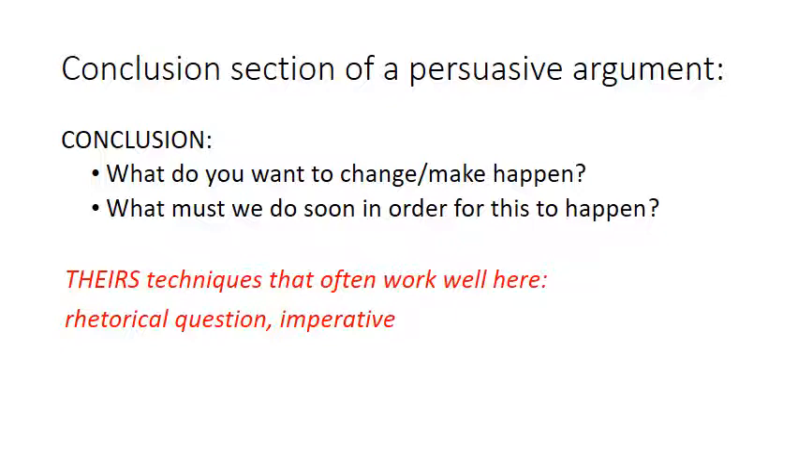Okay, so the conclusion section then, so that was the pathos. The conclusion section is the last part of your persuasive argument, and it's relatively short in comparison to the others. It's basically just wrapping your argument up rather than ending it very abruptly. It's summarizing, what do you want to change, or what do you want to make happen at this point? And what must we do? So leaving us with an action of some kind in order for this to happen. So, okay, assuming that you have persuaded us by the end, what is it that you want me to go and do now? And there are techniques that often work well here, but are not limited to, rhetorical question and imperative. Imperative is really useful for that. What must we do soon, urgently, in order for this to happen?